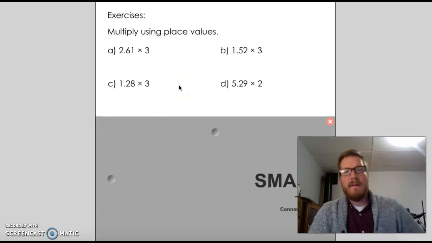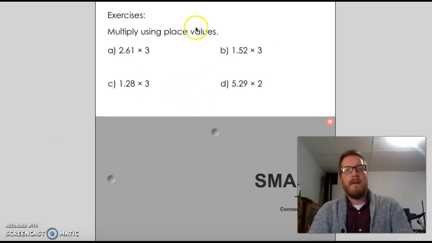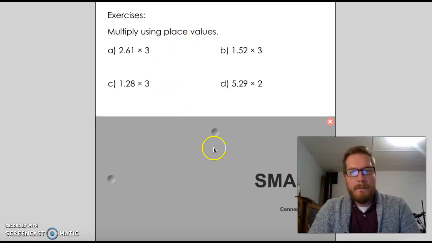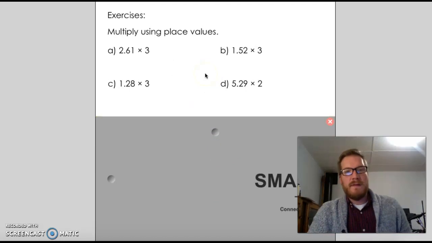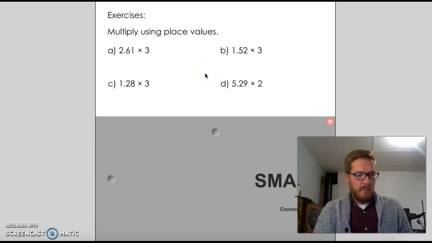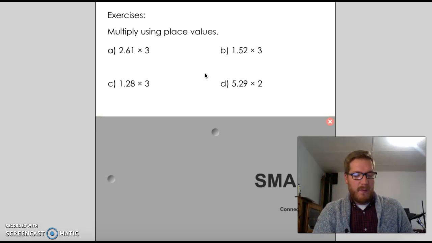Again, some more practice. You can multiply using place values, and you can pause it if you would like. There's some bonus questions there. I'll just give you the answer real quick because I want to move on. 2.61 times 3 is going to give us 7.83. 1.52 times 3 is going to give us 4.56. 1.28 times 3 is going to give us 3.84. And then 5.29 times 2 is going to give us 10.48.